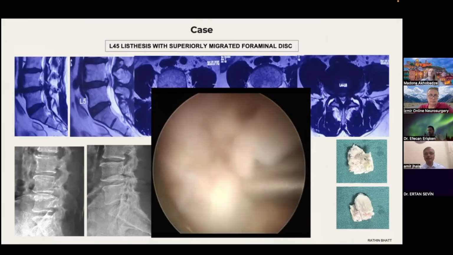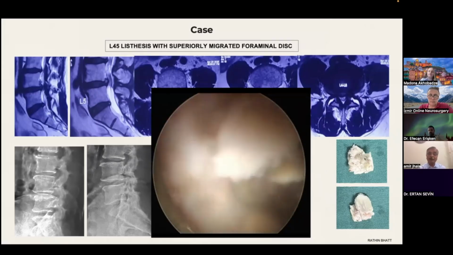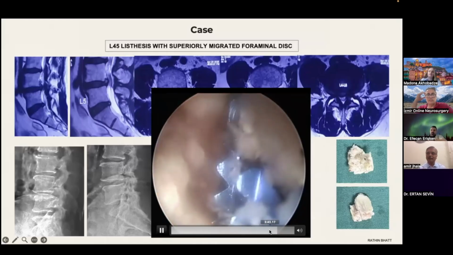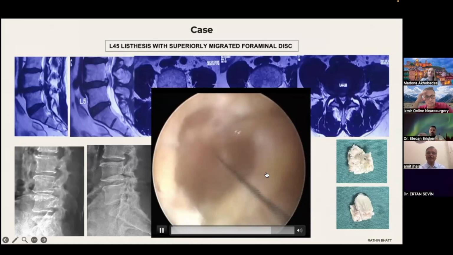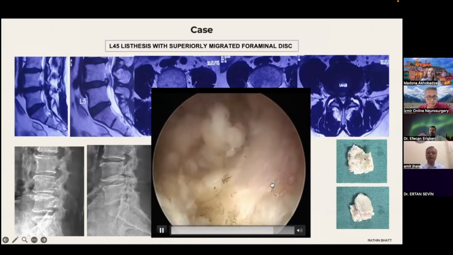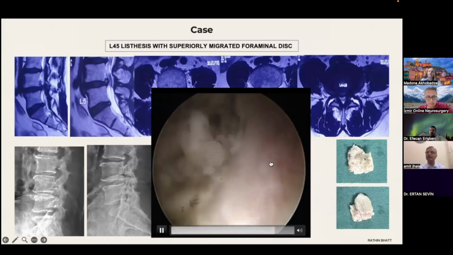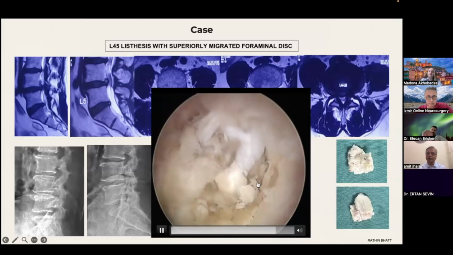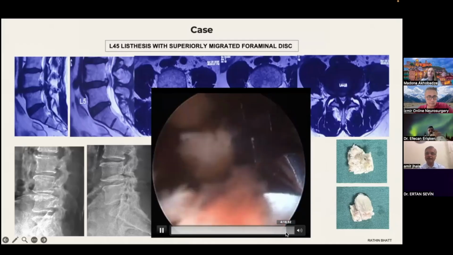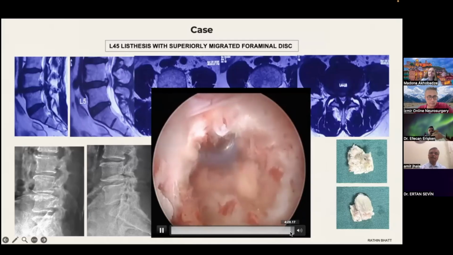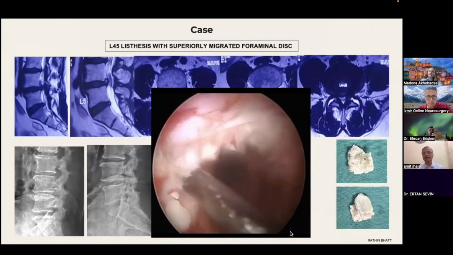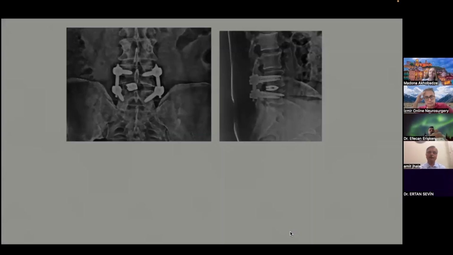And you can do much better work than with the microscope, and you can also go inside the disc space and completely clear it. You can see how you can prepare the end plate, and you can visualize the complete end plate. The end plate preparation is much better with the endoscopic method, which you can never see with the microscope, and then putting the cage inside. And therefore, the next step which came from MIS TLIF was an endoscopic fusion or an endoscopic interbody fusion.